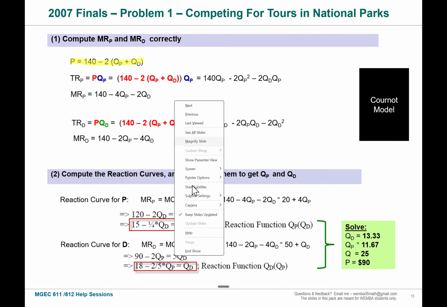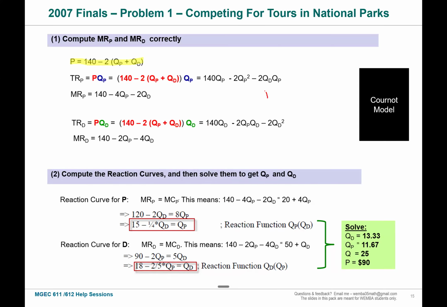So if you write it down, MRP equals d(TRP) divided by dQP. Terrible handwriting. Okay, that's what we're trying to do. If we differentiate this with respect to QP, you get 140 minus 2QP squared is minus 4QP. And you differentiate here, treating QD as constant, so minus 2QD. So this is how we get MRP.